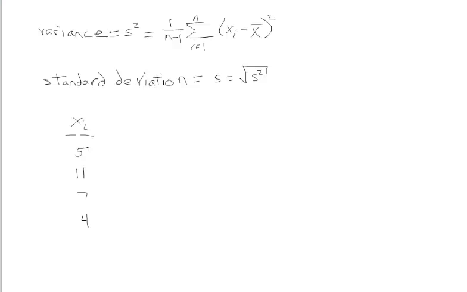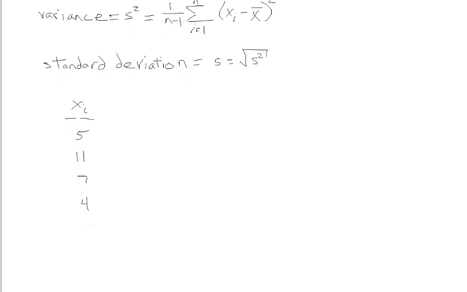And what that means is we're going to take all the differences, square them, add them all together, and divide by n minus 1. And we're going to do an example to see how it all works. And then standard deviation is equal to s, which is the square root of s squared. So we're not going to recalculate it differently. We're just going to take the square root of our variance for our standard deviation.